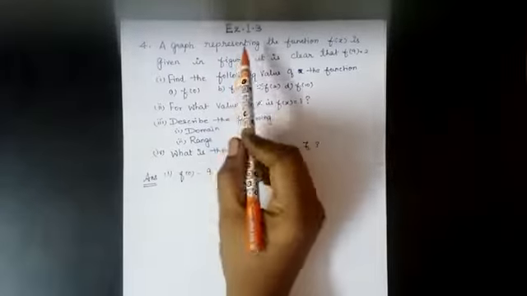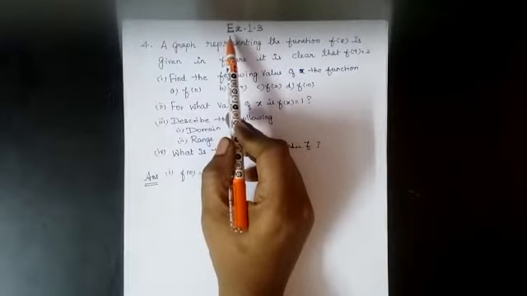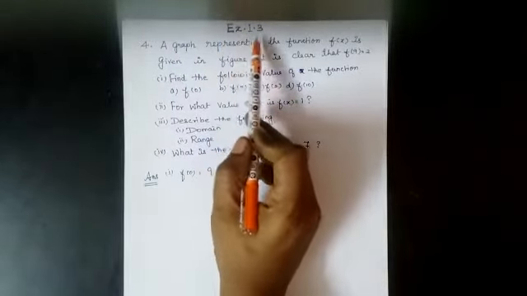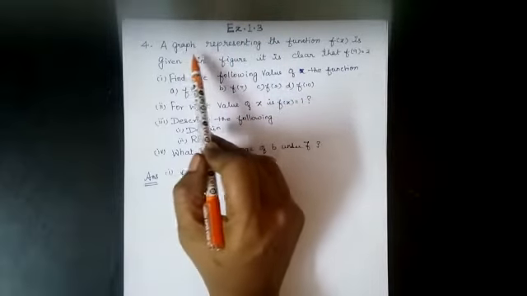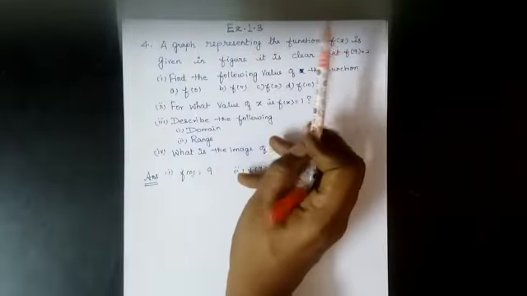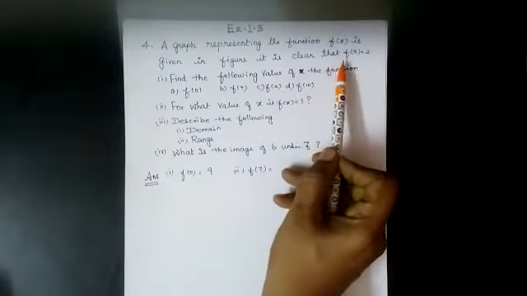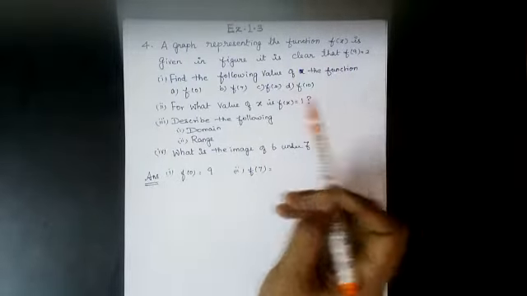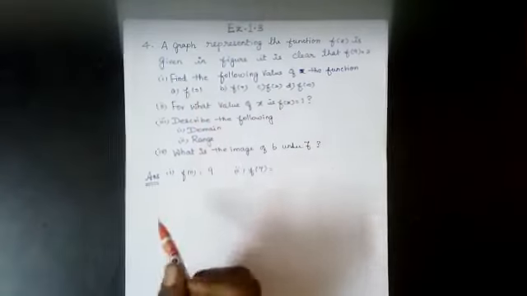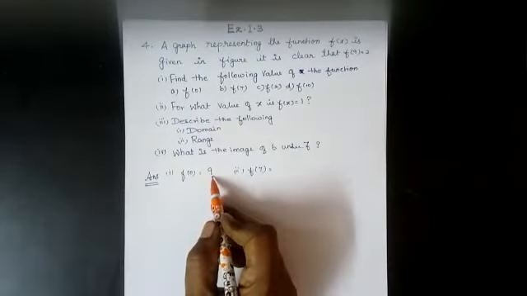Here in today's session we are going to work out a problem from exercise 1.3. A graph representing the function f of x is given in the figure. It is clear that f of 9 is equal to 2. Similarly, we are asked to find f of 0. So f of 0 is 9.